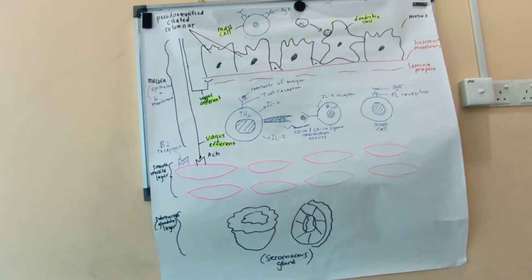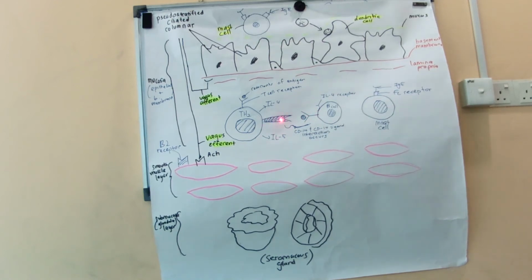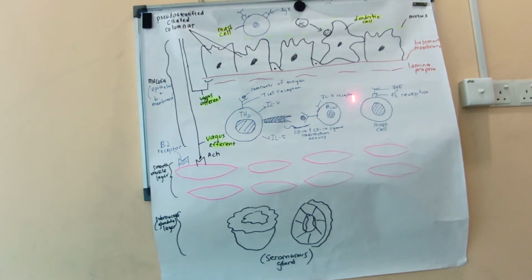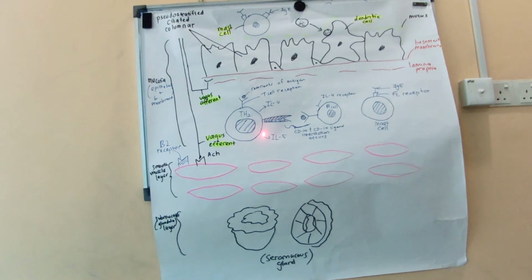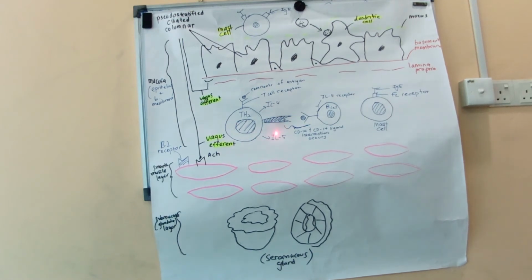Inside the lamina propria, the remnants of the antigen are picked up by the T cell receptor as well as the B cell. The B cell will then process it and present it outside. Remember, the B cell is actually an APC, antigen presenting cell. That's why it can present it outside, and that will form a CD40 ligand interaction. When this interaction occurs, it enables the Th2 cells to release IL4 as well as IL5, interleukin 4 as well as interleukin 5.